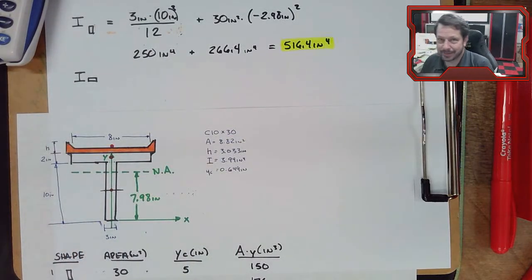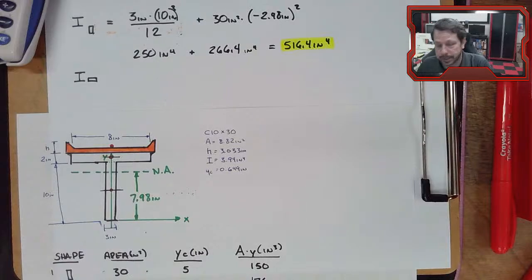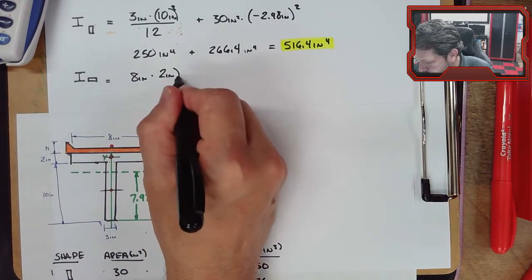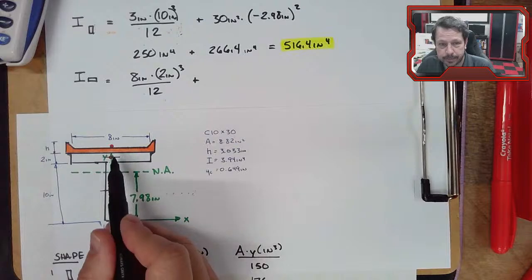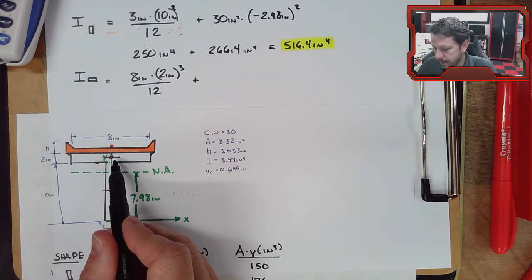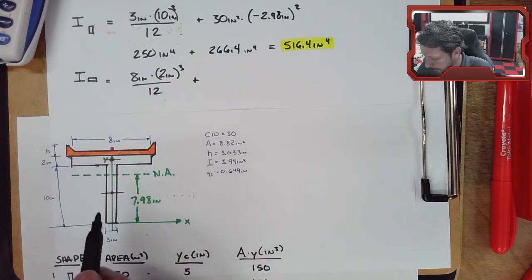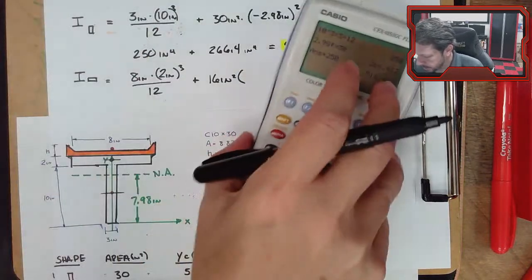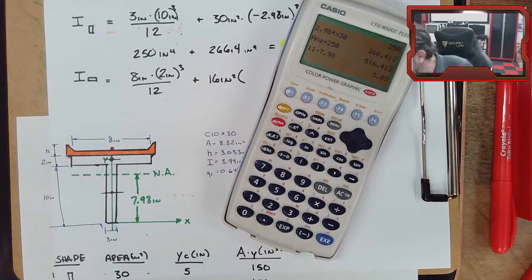Moment of inertia about its own centroid axis, right here. For the flange it's also a rectangle, so BH cubed over 12 again. It has a base of 8 and a height of 2. This axis is not at the neutral axis, so we have to use the parallel axis theorem to increase the moment of inertia of this flange about the neutral axis compared to the flange about its own axis. So an area of 16, and this distance would be this height, which was 11 minus 7.98, 3.02.